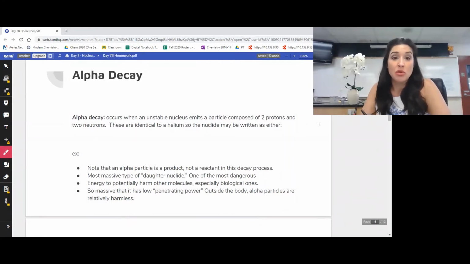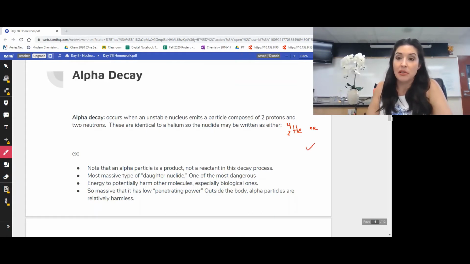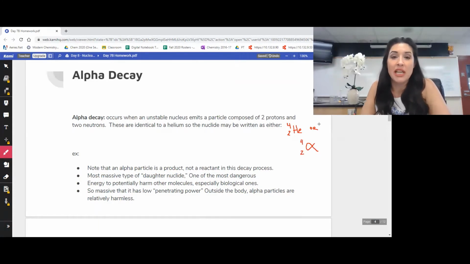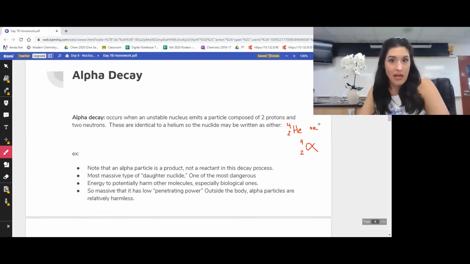So another way of saying that is that when an unstable nucleus emits a particle composed of 2 protons and 2 neutrons, these are identical to helium, so you can either write that in nuclide notation as helium-4, or another way to write that is using this alpha symbol here. It's like a lowercase goldfish. So 2 ways of writing an alpha particle. An alpha particle is a product, not a reactant of the decay process. That is to say, you don't have the alpha particle until the reaction is over.